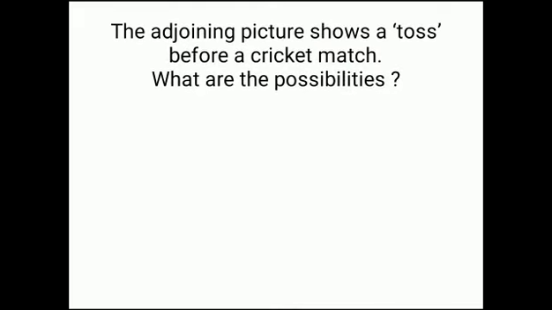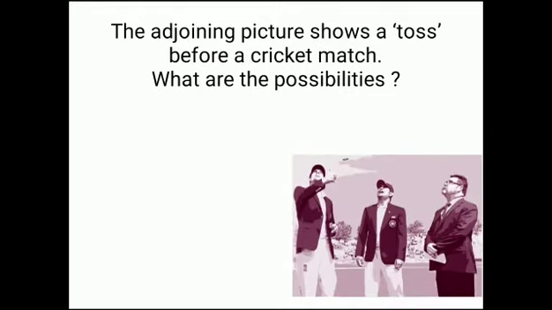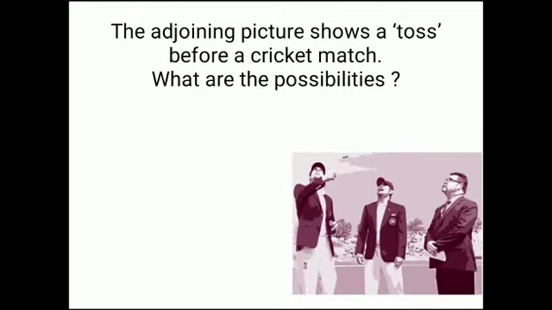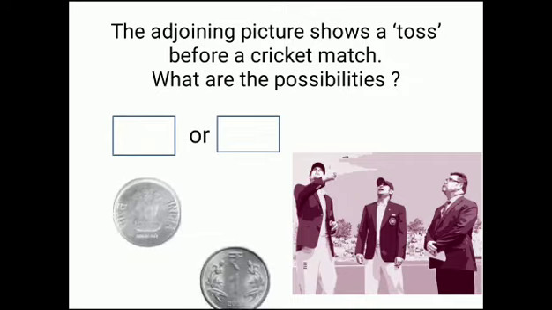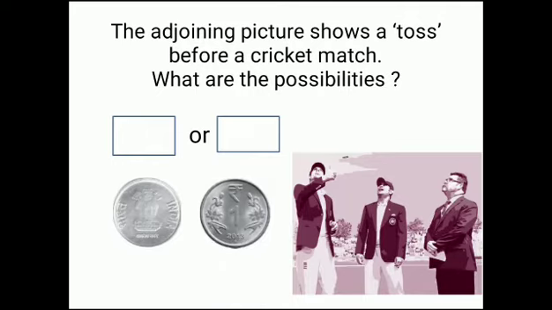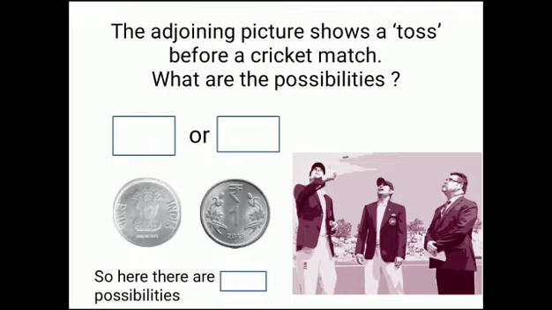The adjoining picture shows a toss before a cricket match. We all are familiar with this picture. So, what are the possibilities here? Either we will get a head or a tail. Correct? So, there are two possibilities.